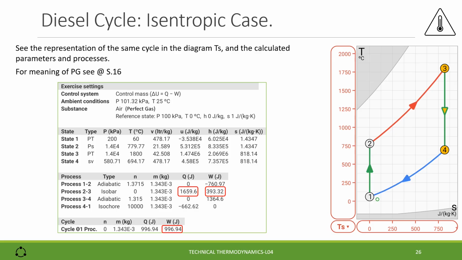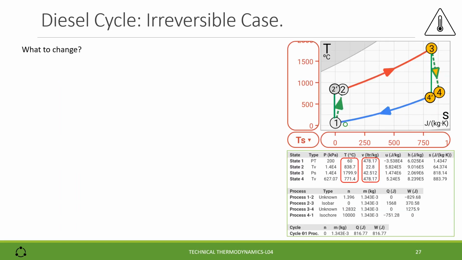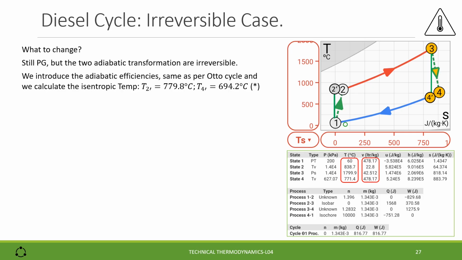For the meaning of perfect gas, please see the slide number 16. In the second model, we stay with the perfect gas, but we change the 2 adiabatic transformations into irreversible ones. And we introduce the adiabatic efficiencies, same as per the Otto cycle, for the compression and expansion phase. First, we calculate the isentropic temperatures T2' and T4', that are the temperatures considering the isentropic case.